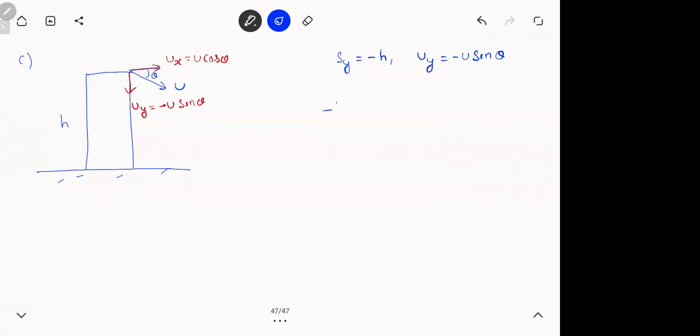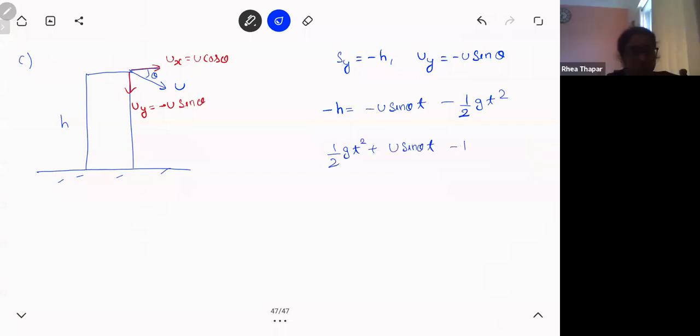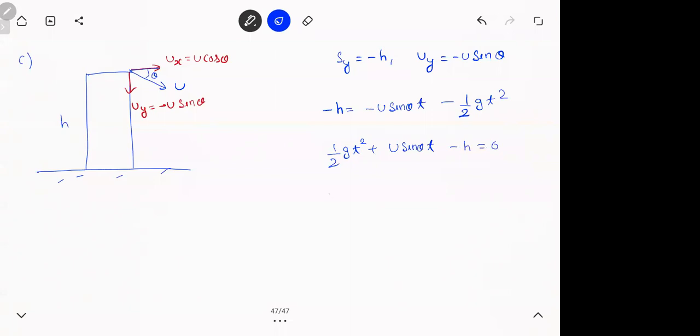So now what do we do with this? So minus h, minus u sine theta t, now it is gone. Okay, so minus h cancels out. Half gt square plus u sine theta t minus h is 0. Quadratic equation again. Quadratic keeps coming everywhere, so you should be pretty used to this. Minus u sine theta, I'm neglecting the negative root again, plus root over u square sine square theta plus 2gh.